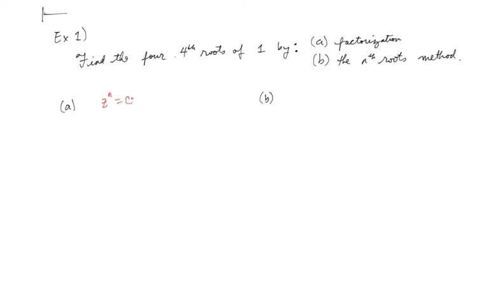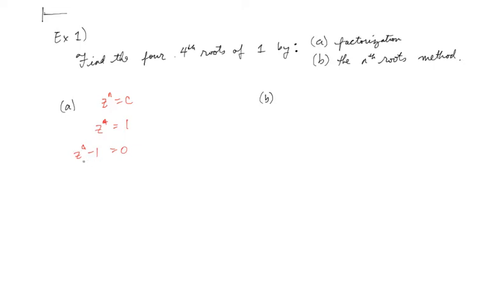And so we have z to the nth equals c. Our c in this case is 1. Our n is, in this case, going to be 4. Okay? So when it says find the four fourth roots of 1, this is really what it means. All right, so by factoring, I want to find the values of z that will make this statement true. So I'm going to go z to the fourth minus 1 equals 0.